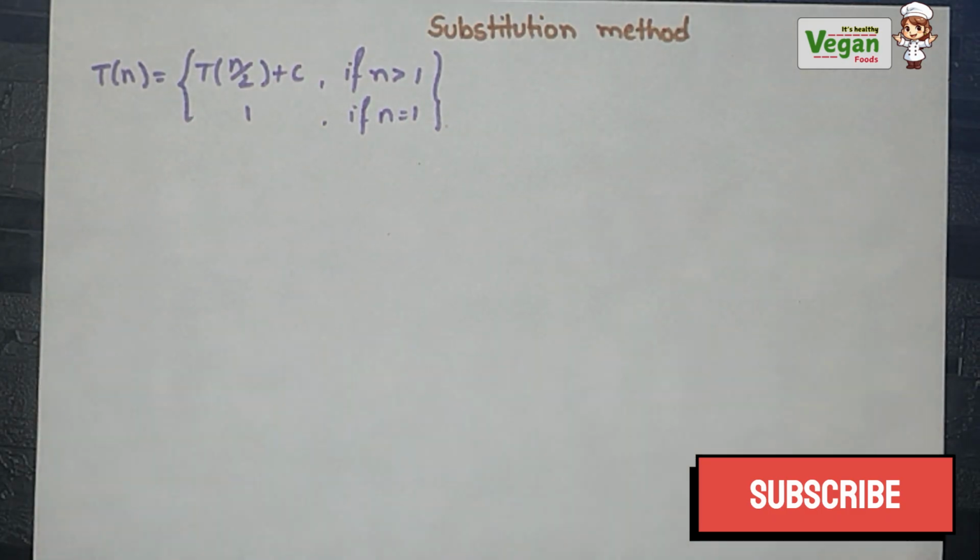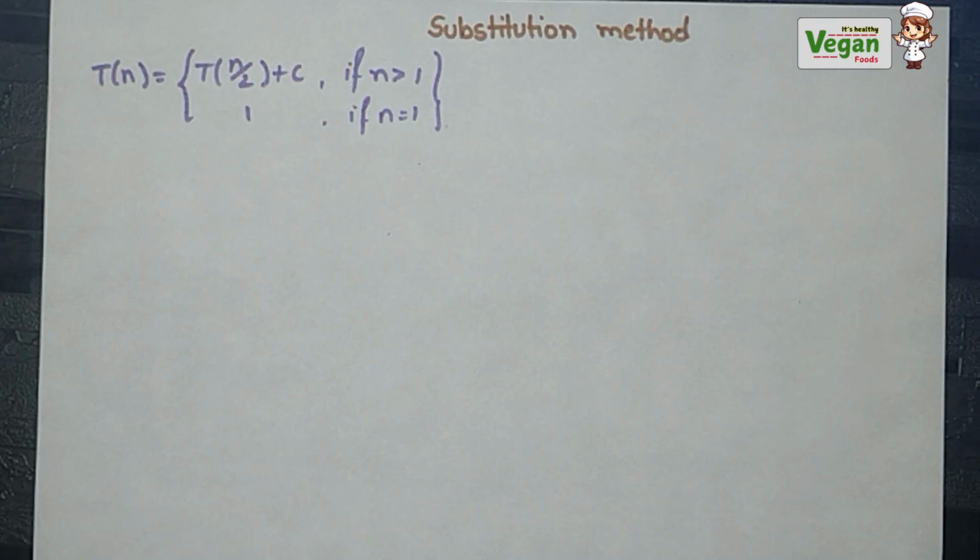So we can solve the recurrence relation problem using two methods: the substitution method, that is the back substitution, or the other is the master theorem. The master theorem video link is given in the description, you can access it.